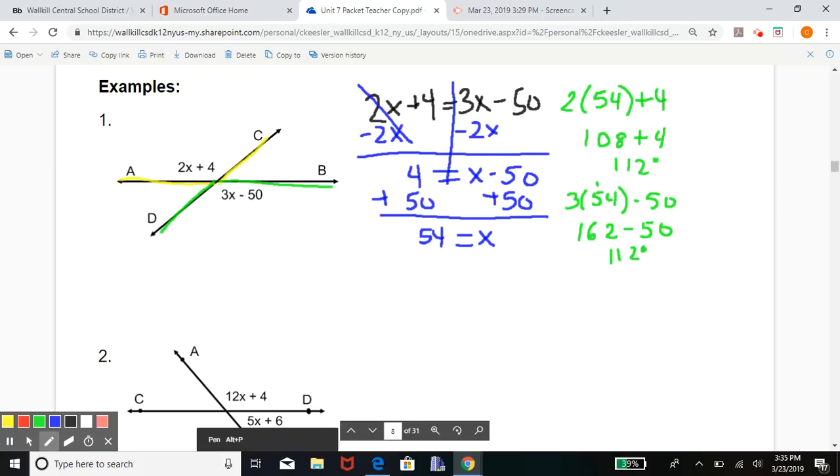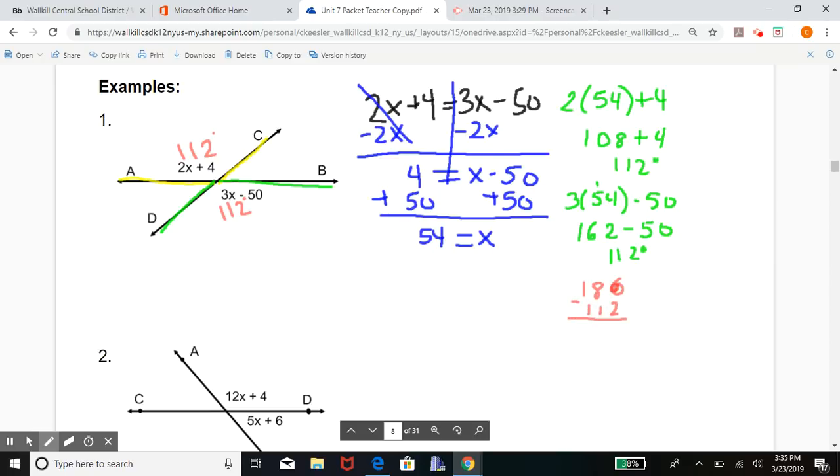So we know that this one is 112 degrees. This one is also 112 degrees. And now we can find the other two angles. So if those two are 112, they are supplementary to the other two. We can do 180 minus 112. Which gives us 10 minus 2 is 8, 7 minus 1 is 6, and then the ones cancel out. So both these two sides are 68 degrees.